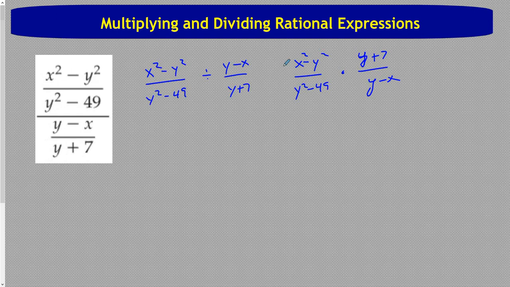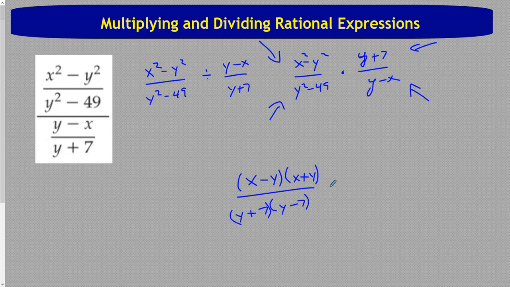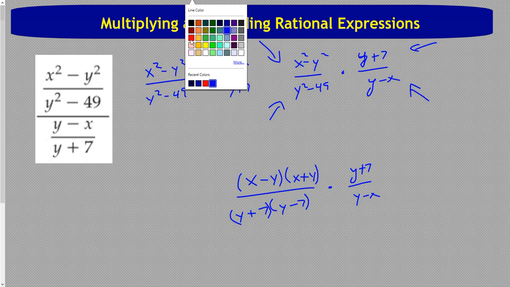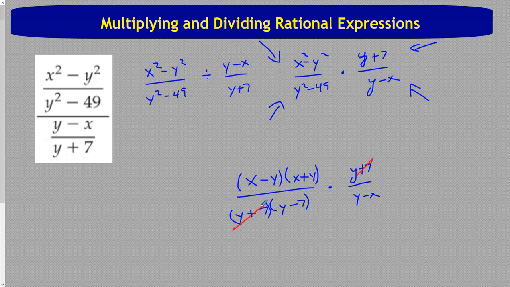Okay, now we can look at this one and start factoring. So x squared minus y squared, that's a difference of squares. So that's x minus y times x plus y. And you can multiply that back through and you'll see that that middle term, the xy's, go away. Over y plus 7 times y minus 7. That's also a difference of squares. I've got a y plus 7 over a y minus x. Okay, here's where we're going to have to get a little bit creative again. y plus 7, easy.